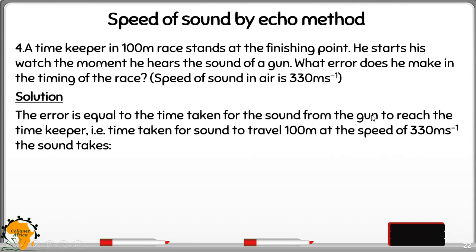And we have the speed of sound as 330 meters per second. So our time is always given by distance over speed. So you have distance, which is 100 meters, divided by speed, which is 330 meters per second. So when you divide, you get that it is 0.303 seconds. Now this will be the error the man is making.